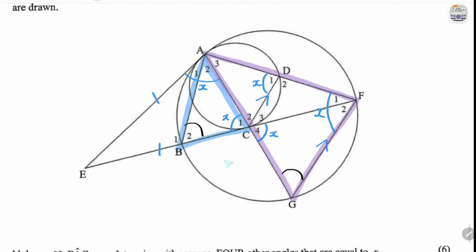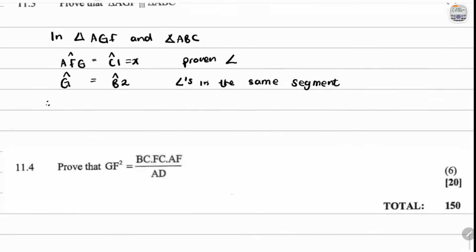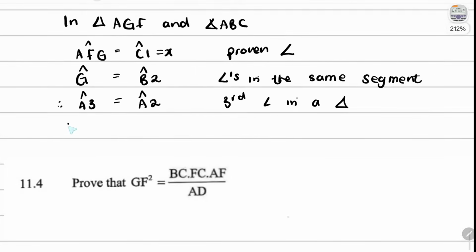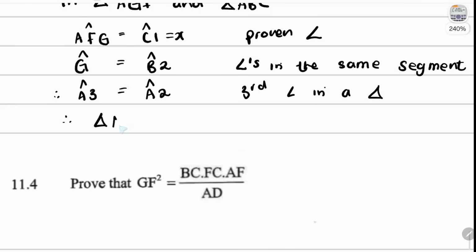We mentioned that one and that one, this one and this one. So the only ones left will be these two angles. Therefore, angle A2 is equal to angle A3. Say angle A3 equals angle A2 to put it in the same order. There are two reasons you can use for this: third angle in a triangle, or the sum of interior angles in a triangle. I'm just going to say third angle in a triangle. And there we go, now we can conclude. Therefore, triangle AGF really is similar to triangle ABC.